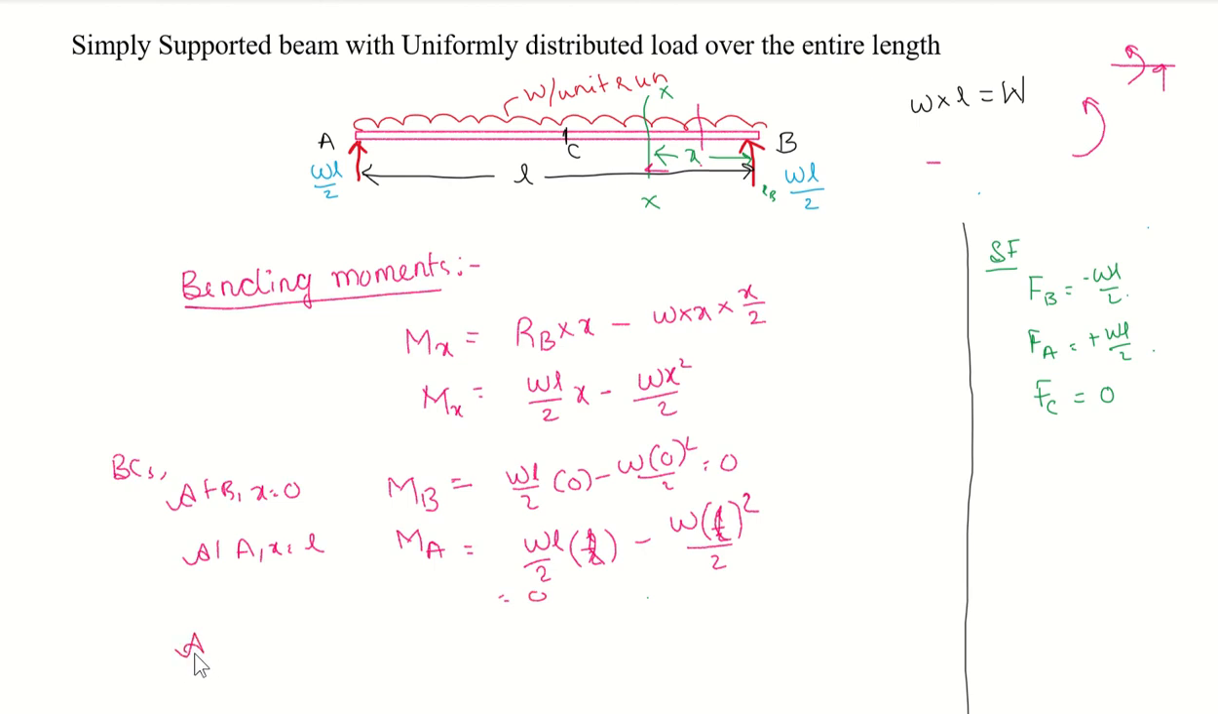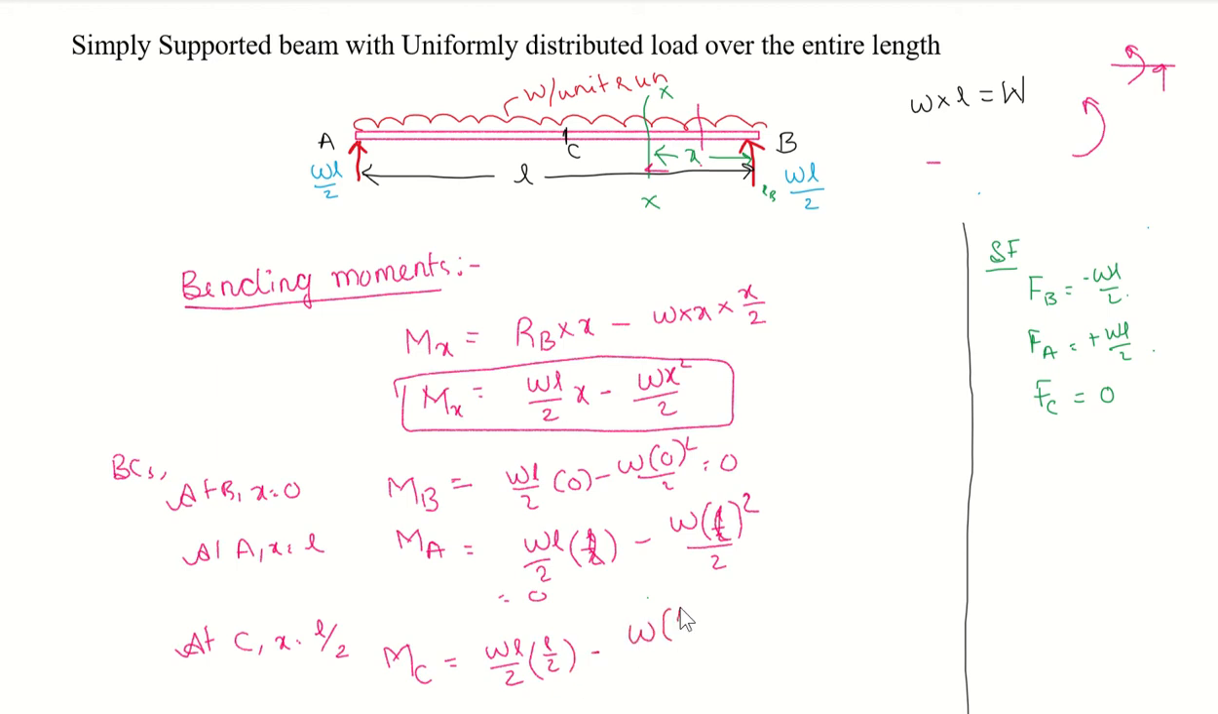Now you can see, in the previous video we talked about the shear force and bending moment diagram relationship. Wherever the shear force is 0, we get the maximum bending moment. So at C, the midpoint, x is equal to L by 2. What happens? That is the maximum bending moment. Okay, WL by 2, I'll substitute. This is our formula, right? In place of x, I'll substitute L by 2: minus W into L by 2 whole square by 2. So that is equal to WL square by 4 minus WL square by 8. So we'll get positive WL square by 8. That is the maximum bending moment.